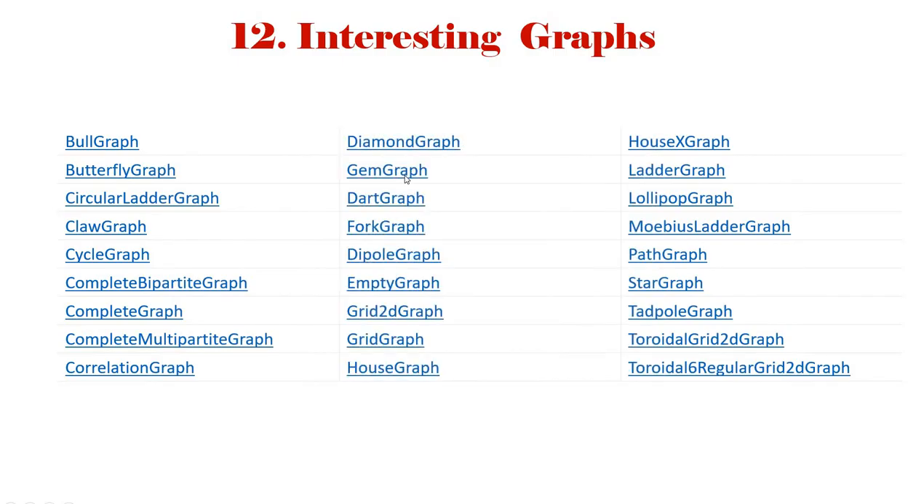These are some more interesting graphs which you can find in the encyclopedia. So a bull graph, butterfly graph, all this, based on certain concepts, you can arrange them and work on it. So these are a few interesting topics.